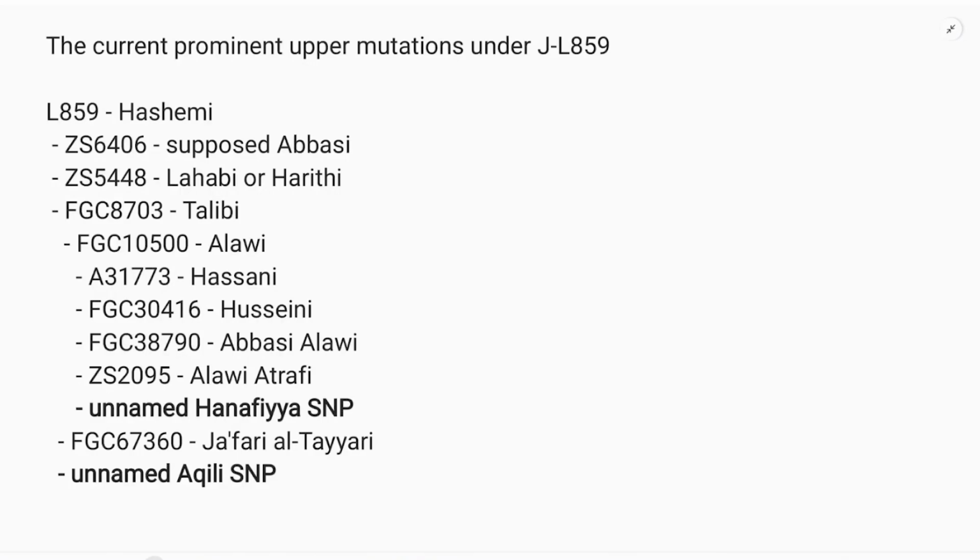We find the same, that everyone belonging to this mutation has a descent claimed from Imam Hussein alayhi salam. And then we have FGC 38790, which has been labeled to belong to Hazrat Abbas alayhi salam. So on this mutation, not everyone actually claims descent from Abbas alayhi salam, but some do, and it has been labeled as his mutation. And finally, the ZS2095 mutation.